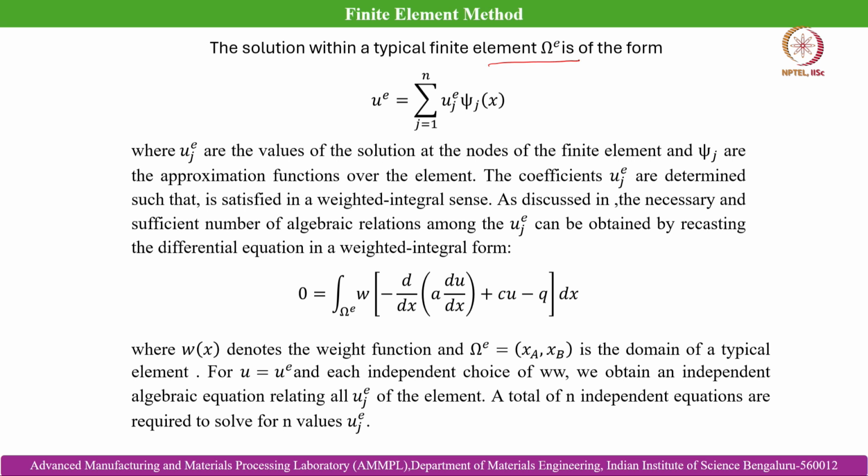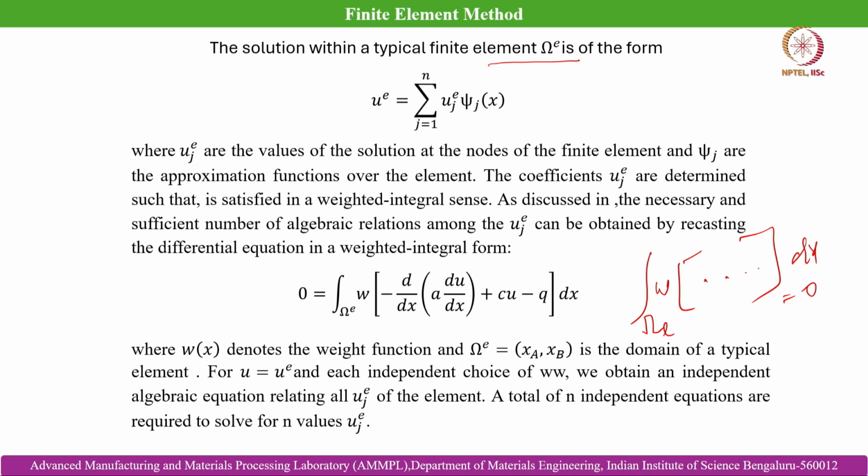So, then the weighted integral form becomes like this: integral over omega e of w multiplied by this differential equation dx, which is equated to 0. Here w(x) denotes the weight function and omega e is the finite element in consideration, the domain of a typical element. For u equal to u^e and each independent choice of w, we obtain an independent algebraic equation relating to all u_j^e.